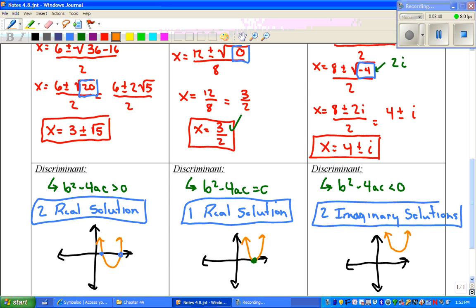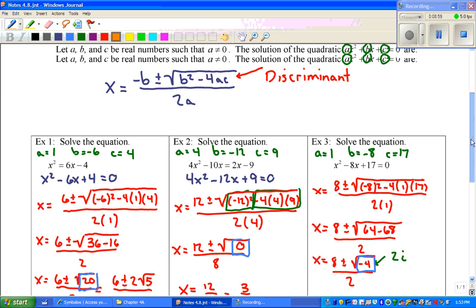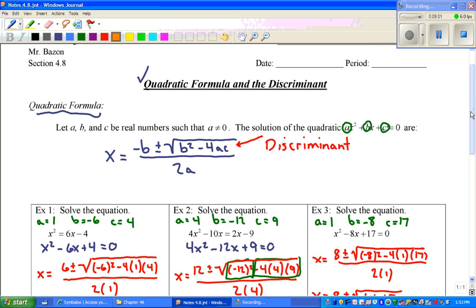All right, this, guys, is solving quadratics by the quadratic formula. You can use this to solve any quadratic. However, a lot of times other methods are more appropriate: factoring, graphing, solving by square roots. But this is a great way to solve any quadratic if you ever get into a bind. Okay?